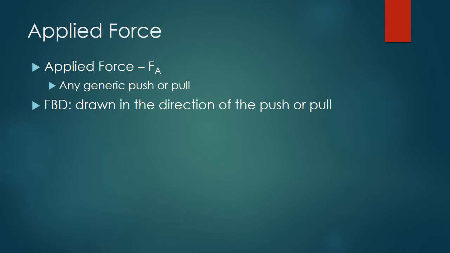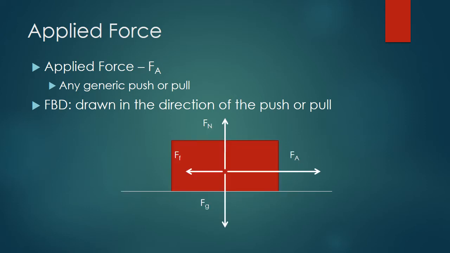In the free body diagram, you draw it in the direction of the force, the direction of the push or pull. So now, if we've got this brick, the force due to friction is to the left. The force applied is greater than the force due to friction. And so this object would be speeding up to the right.